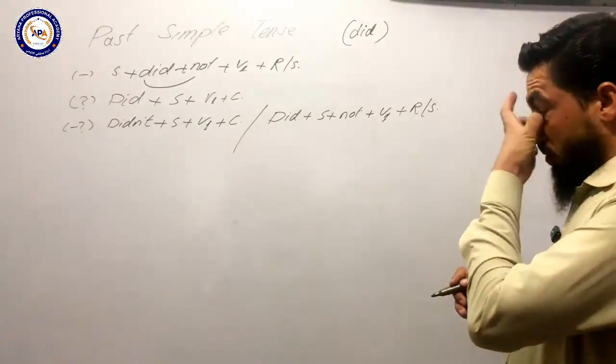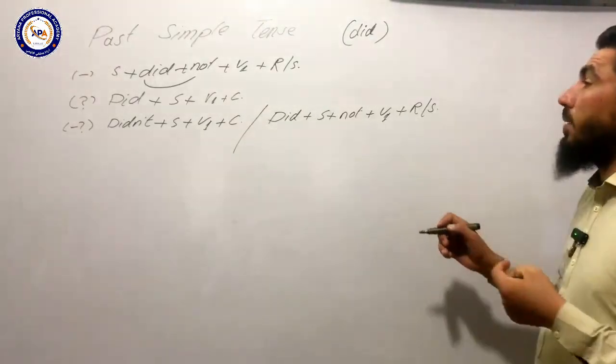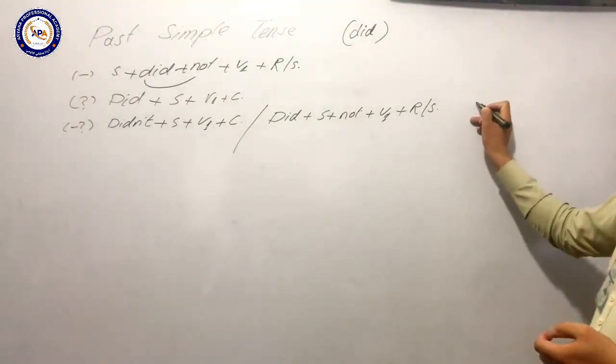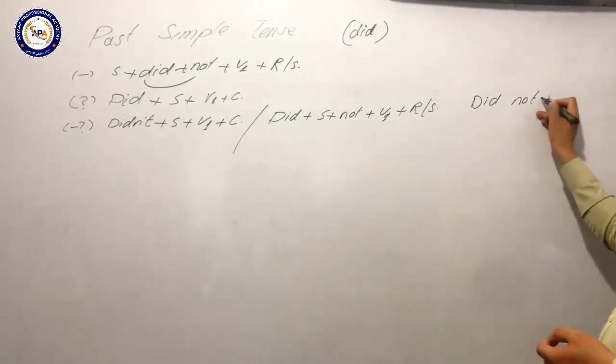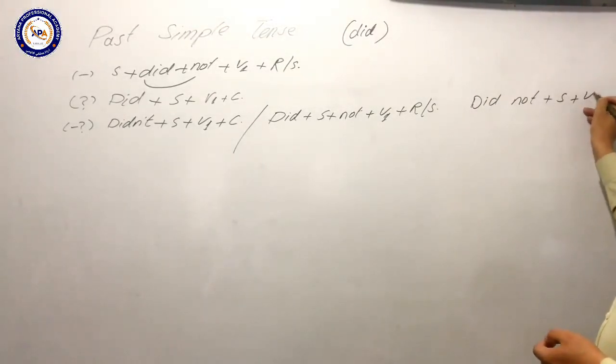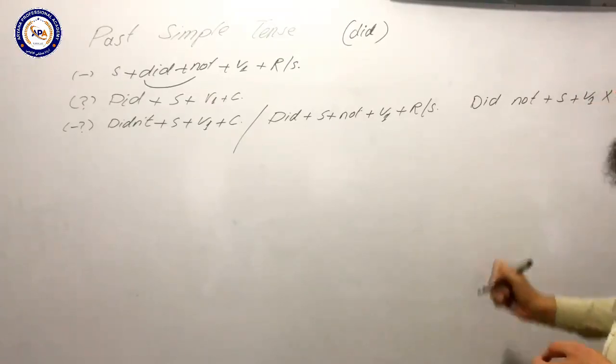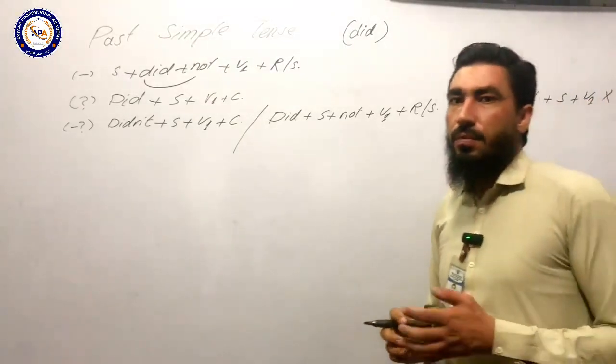Now look, the same thing I'm going to repeat: using did not as a full form at the beginning of the sentence, followed by the subject and the base form of the verb, is not a correct structure.